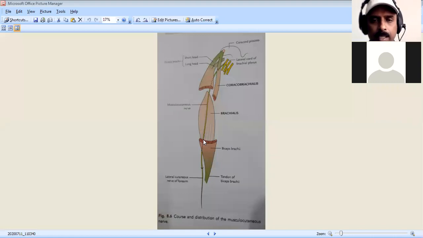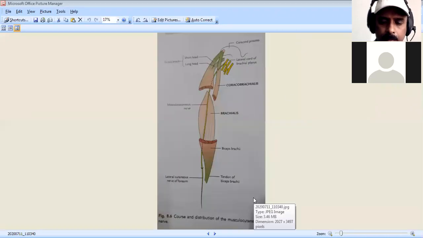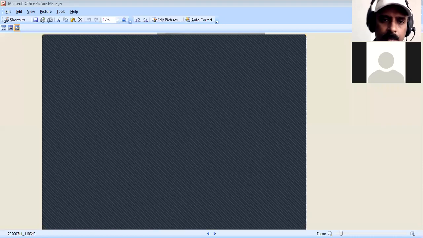And what is the action of this muscle? Flexion at the elbow, so it is a flexor of the elbow joint. This is what you have to know about the biceps and the musculocutaneous nerve.